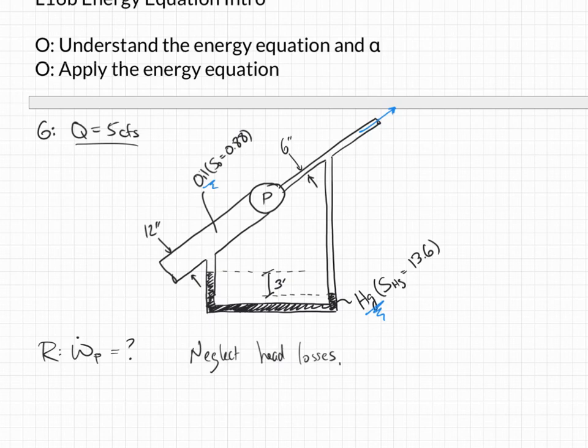Now before we dive into this, we're looking for the work of the pump. So just to give ourselves a little bit of planning about which way we're going to go here, one thing we know is that the work of the pump is gamma of the fluid times HP times Q. Q is already given. The gamma of the fluid, well, we know it's oil with a specific gravity of 0.88, so that's not difficult. What we need is HP, which means we are going to need the energy equation.